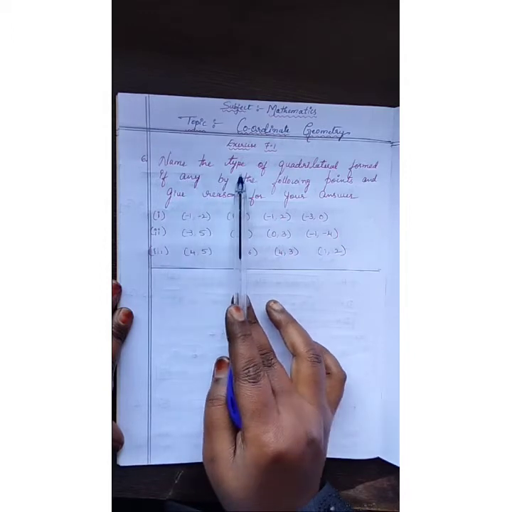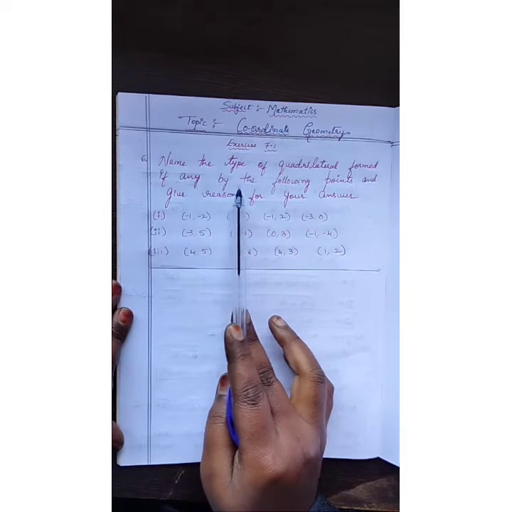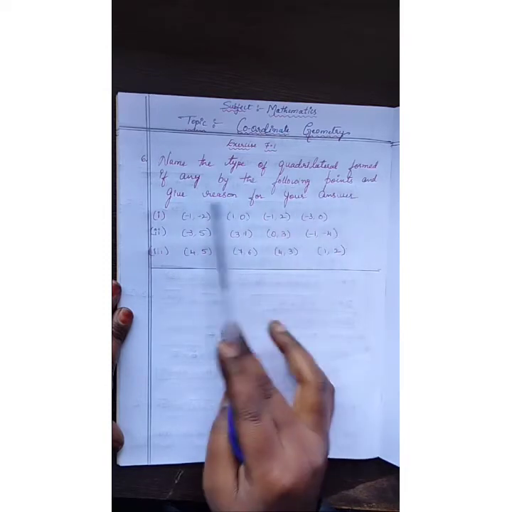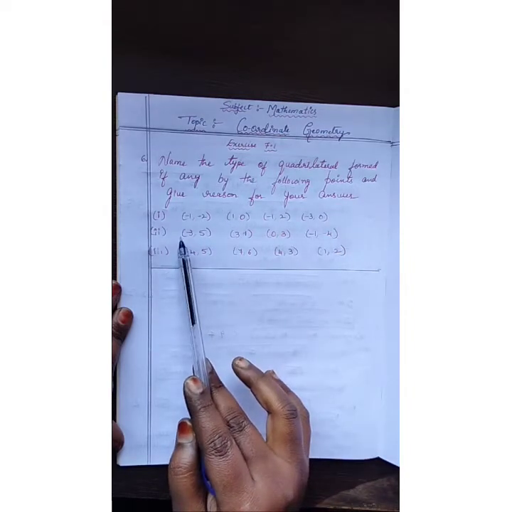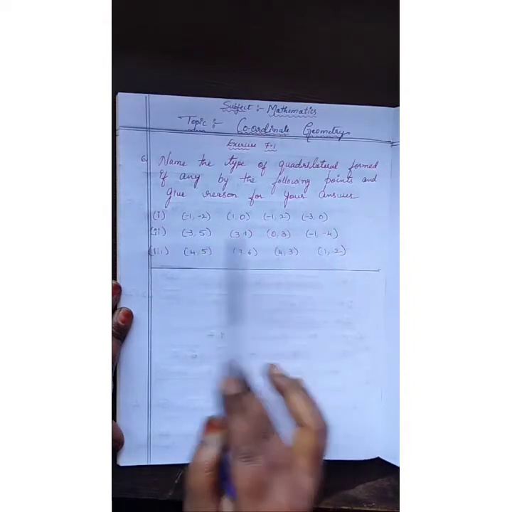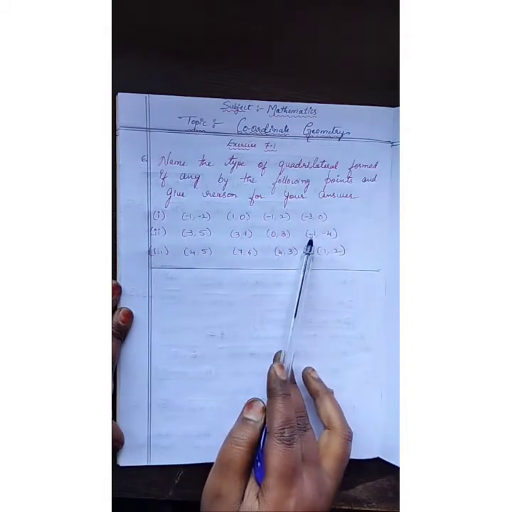Name the type of quadrilateral formed, if any, by the following points and give reason for your answer. Okay dear students, first the second problem we will solve now. Here points are given. Consider these as A, B, C and D.